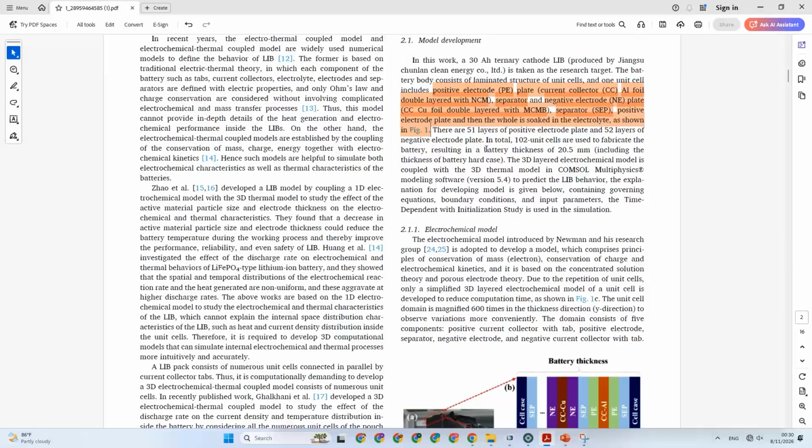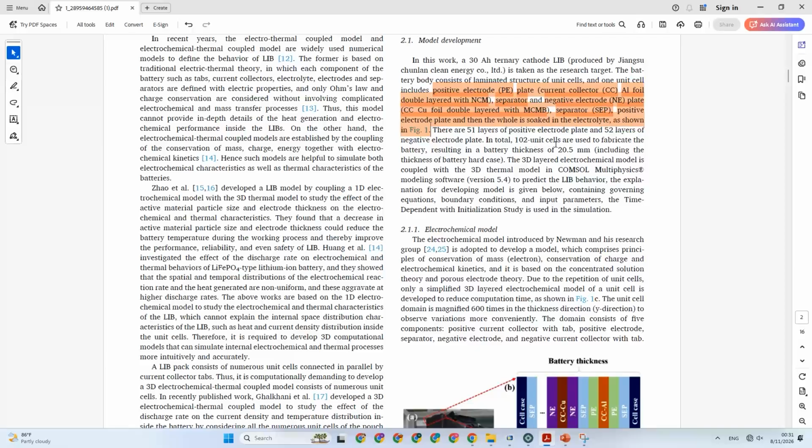In total, 102 unit cells are used to fabricate the battery. I don't think that they use 102 for simulation. Maybe they use some tricky way. If we continue, then we will find out how they simulate this high number of unit cells.